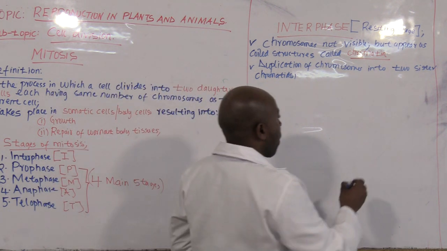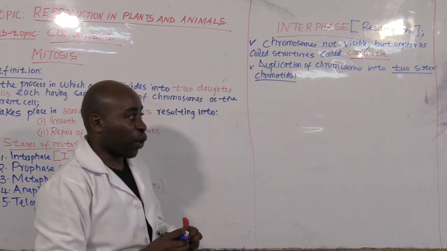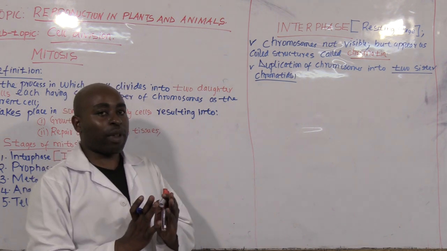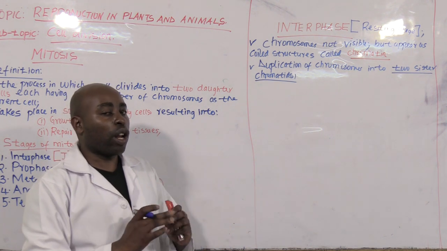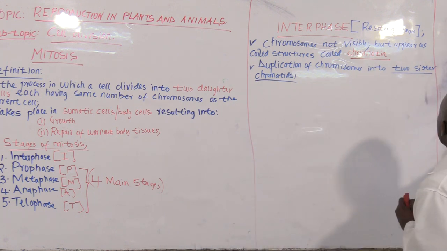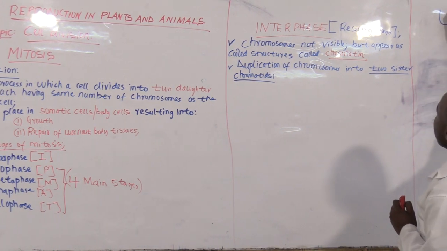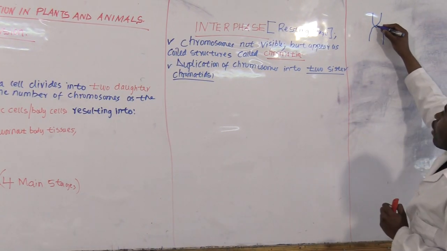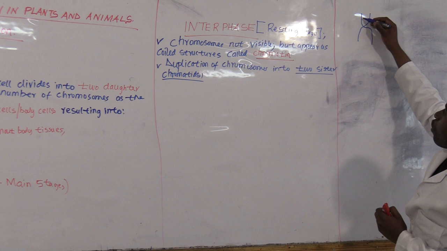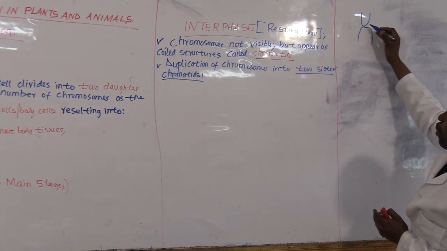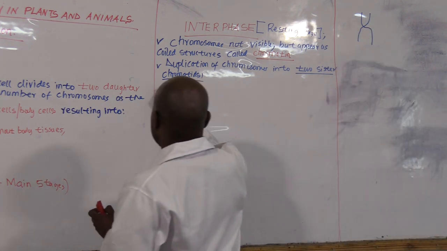I still believe that you remember what we meant by sister chromatids in our previous lesson on the structure of chromosomes. Two chromatids meet at the centromere to form a chromosome. So one chromatid and another chromatid, that is what we call sister chromatids. They meet at the centromere. So in case we have a duplication, then we have two sister chromatids forming the chromosome.